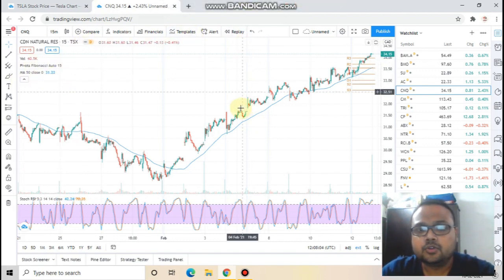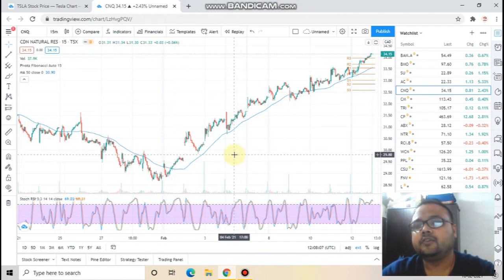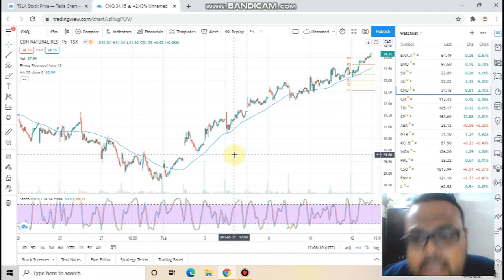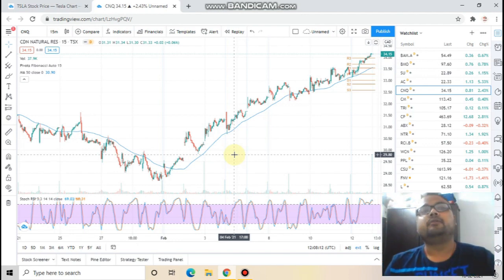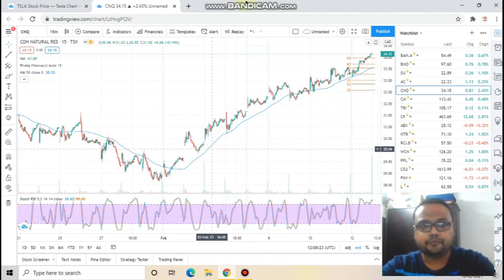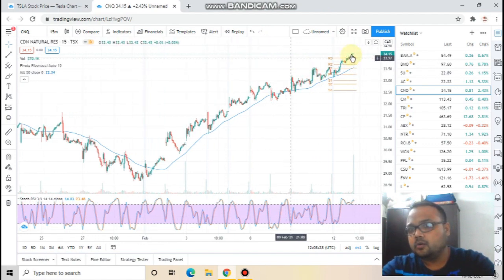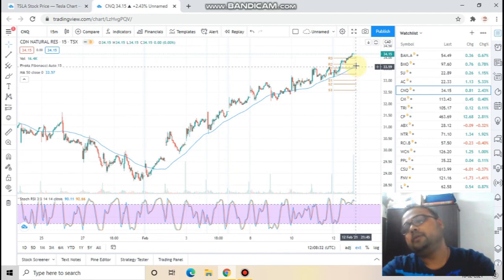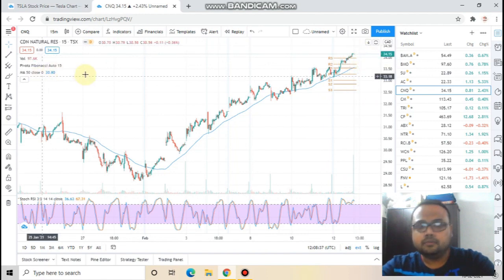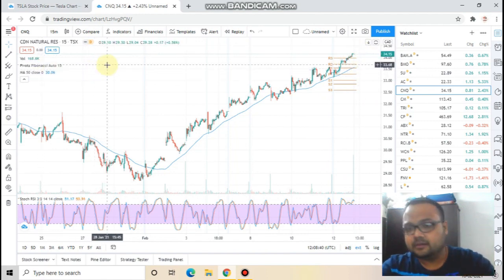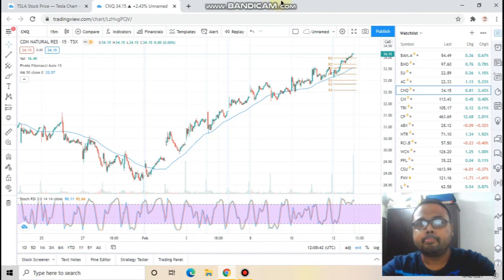So in this type of stock, when the trend is very clear, you can stay invested as long as the stock is above the 50-period moving average. Once it crosses below the moving average, we can come out. Simple strategy. And try to grab the stock when it bounces from the 50-period moving average. That will be the perfect entry. So you can note down CDN also.